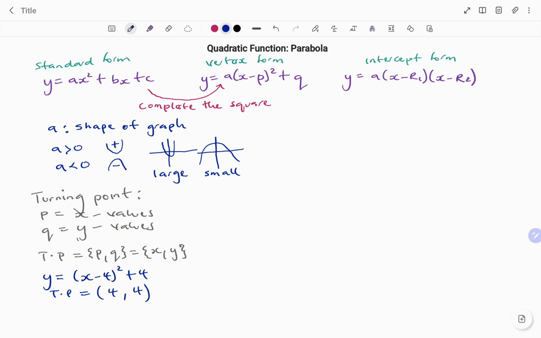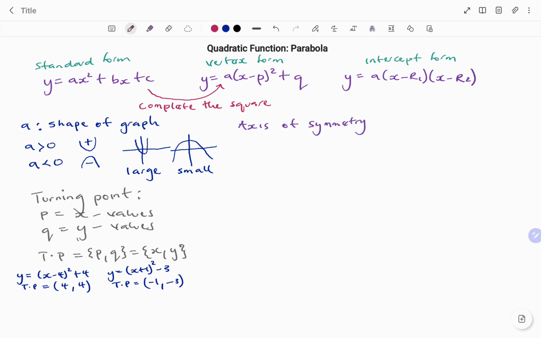Another example, if I have y equals (x plus 1) all squared, remember I'm using the vertex form, minus 3. My turning point for my parabola here is going to be the coordinates p, which is the negative value given. I'm going to negate plus 1, so I have minus 1. The value of my q remains the same, which is minus 3.